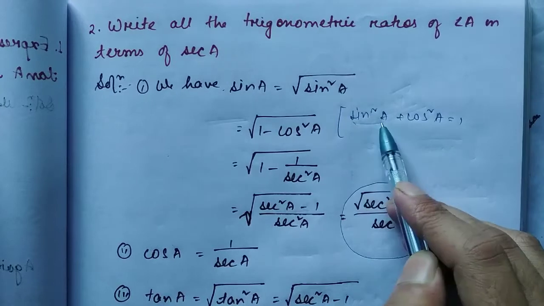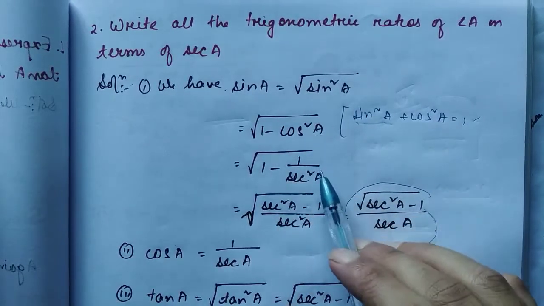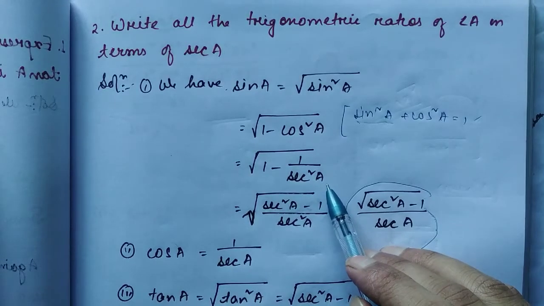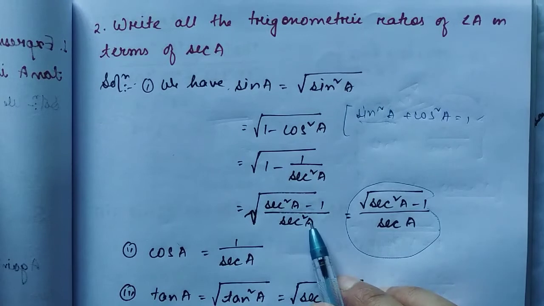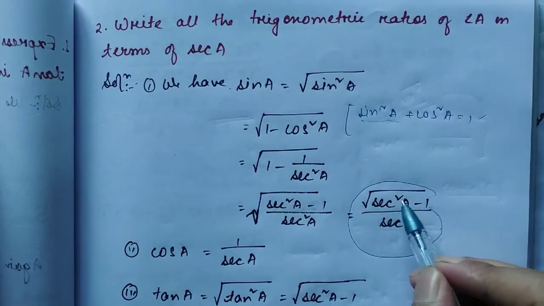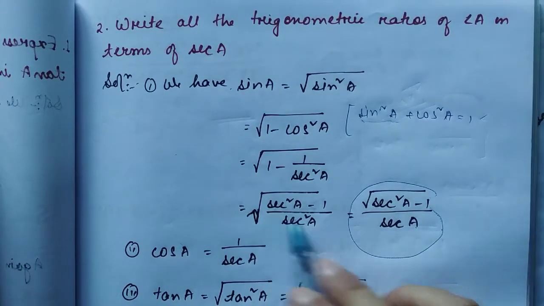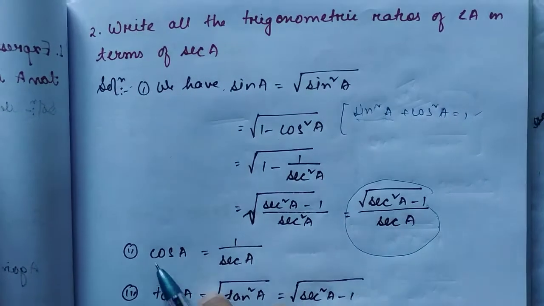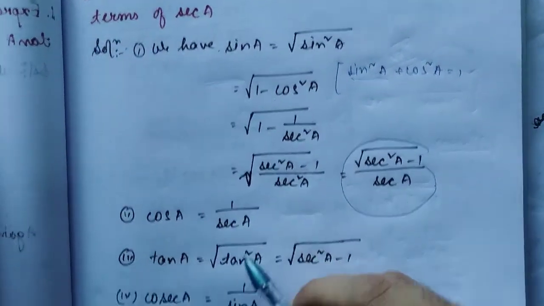So in place of sine square A we can write 1 minus cos square A, and for cos square A we write it as 1 by sec square A, and on taking the LCM it comes out to be sec square A minus 1 divided by sec square A, and on solving it we get it to be root over sec square A minus 1 divided by sec A. As for the denominator, the root over and square get cancelled out. And for cos A we know that simply cos of A is equal to 1 by sec of A.